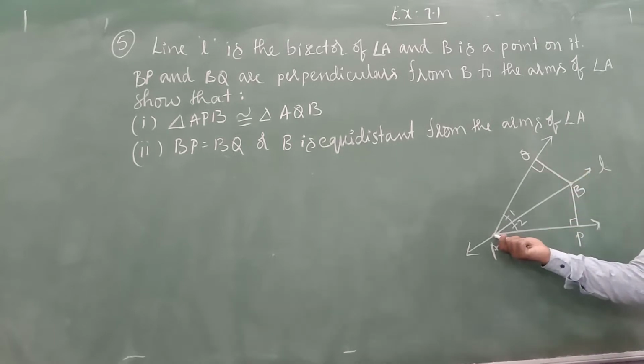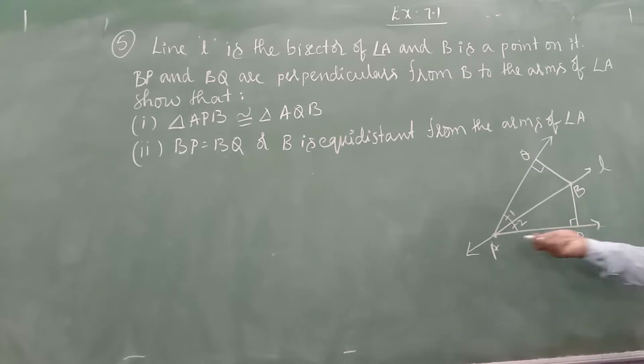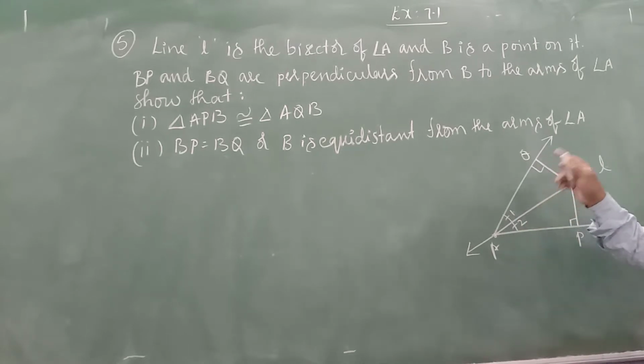This is the vertex of the angle, and what do we call these two rays AP and AQ? They are the arms of the angle. So to these two arms, two perpendiculars are drawn, that is BP and BQ.